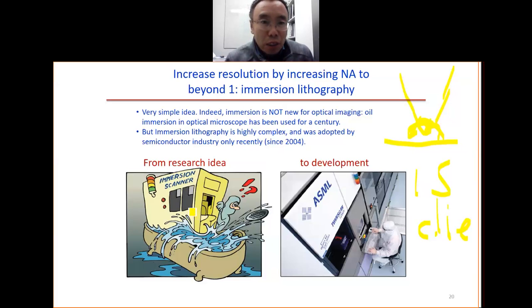As a result, at the beginning it was thought that immersion lithography was not practical, but later on we know that around the year 2004 it became commercialized.